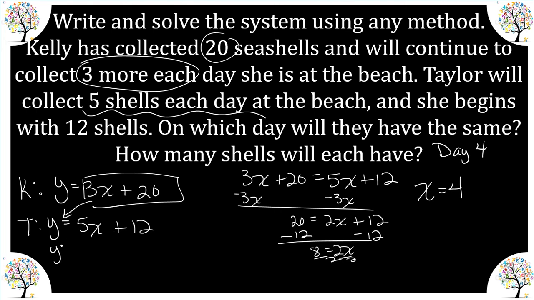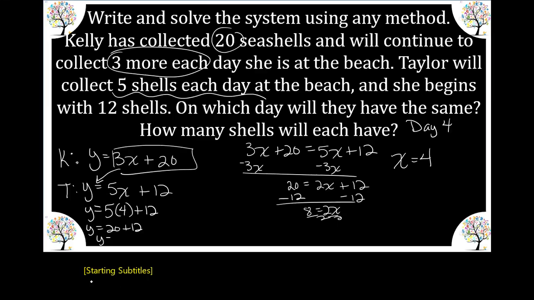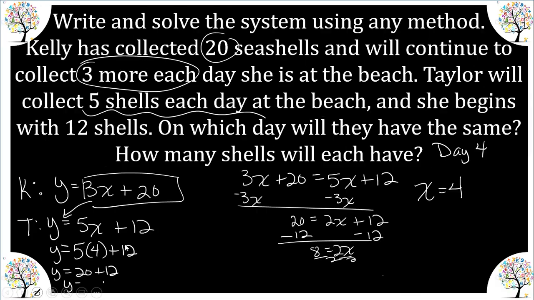Now we can substitute 4 into either of these equations. And y, total shells. So the total shells is going to be, whoops. Not sure what happened there. Sorry about that. And so y equals 32. So on day 4, they have 32 shells each.